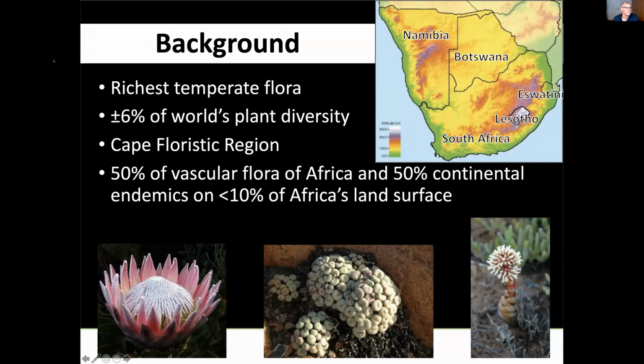50% of the vascular flora of Africa, as well as 50% of continental endemics, occur in Southern Africa, which is less than 10% of the total land area of the continent.